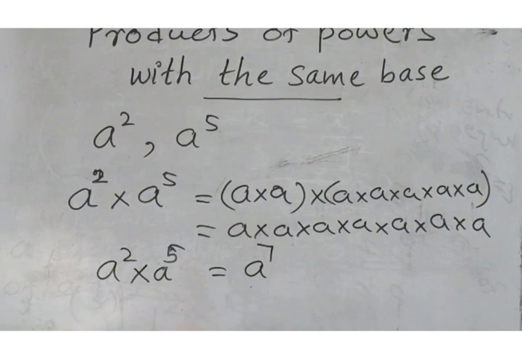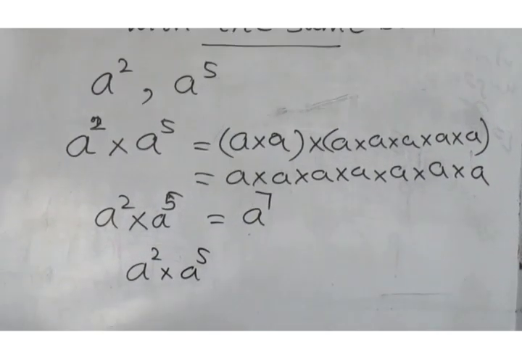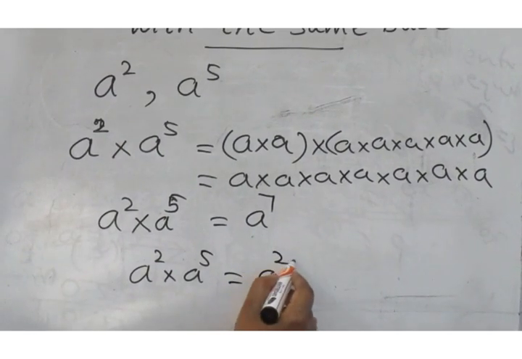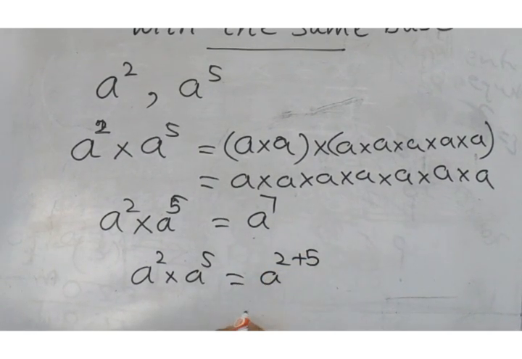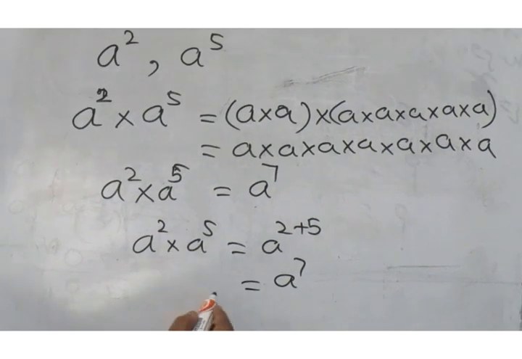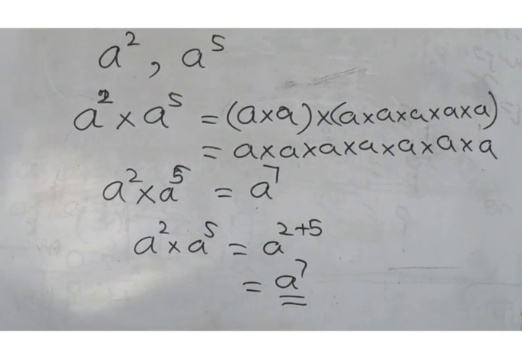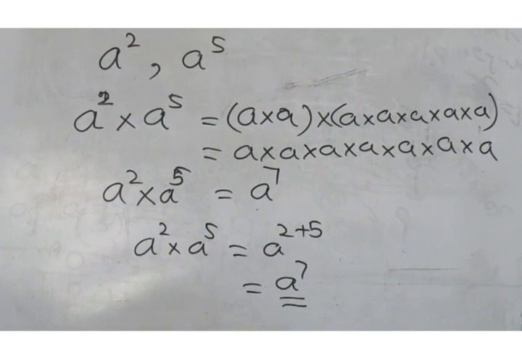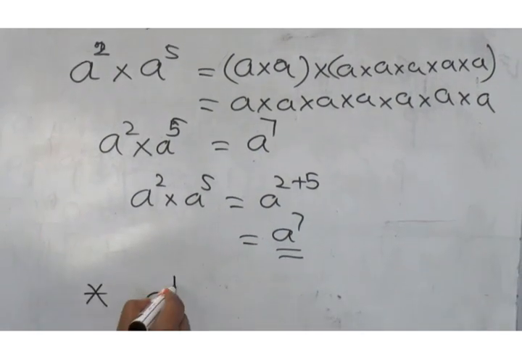Now we can take this answer by adding these two indices. Then we can write a to the power 2 into a to the power 5. Then take the sum of two indices. Then answer is a to the power 7. Then product of two equal powers, indices can be added. Then this relation we can write as a general form.